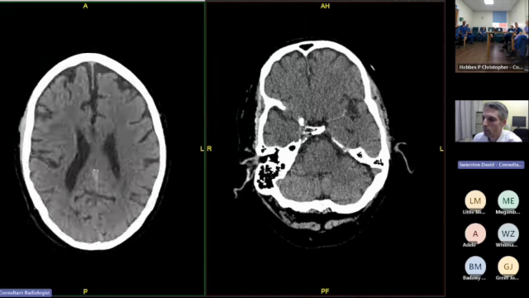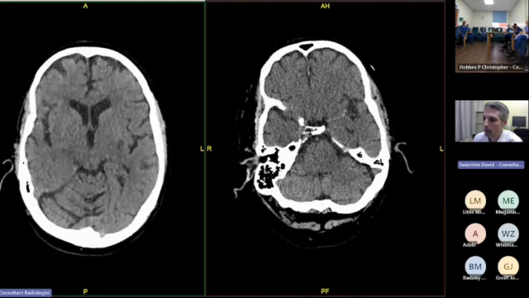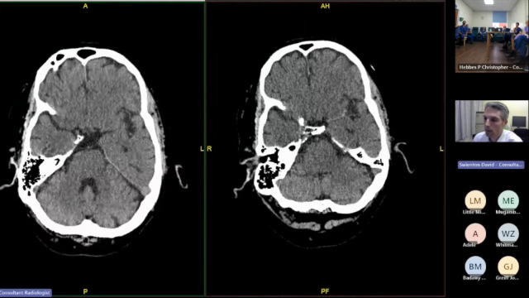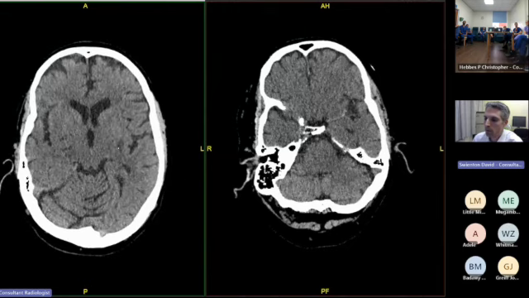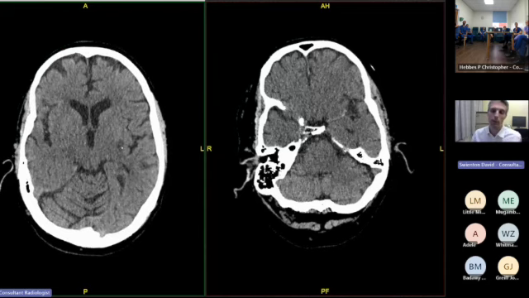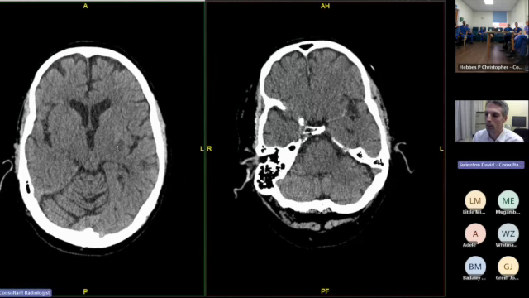So this is his plain scan, and it really is just to go over what a normal brain looks like. I think it's been atrophied, but we'll leave that. There's some loss of grey-white matter differentiation. He had a stroke; this is a mechanical thrombectomy scan. So what you have here is a cytotoxic edema.